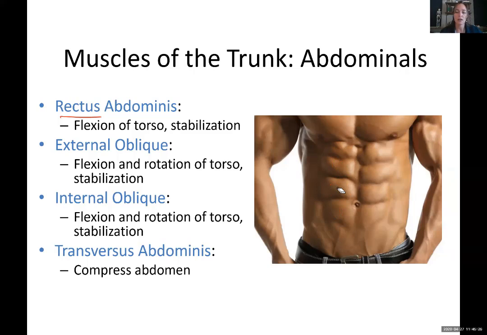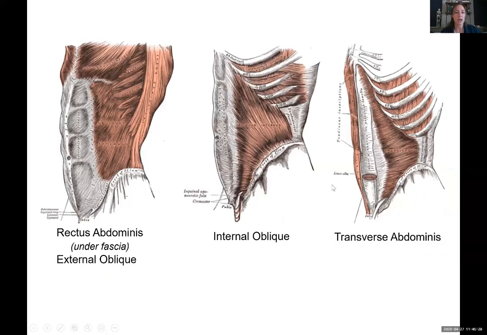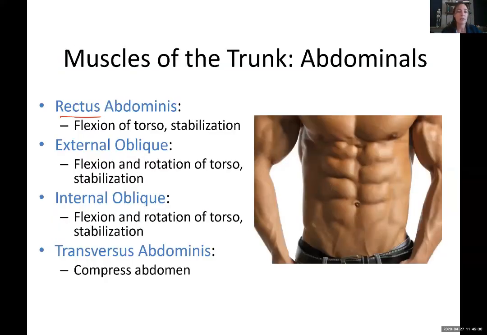Then we'll go through the obliques. The obliques here, external and internal obliques. They go at an angle. They're either going to go this way or they're going to go this way. I like to think of them as either like a V or an A. So we'll go to the next slide so you can see the pictures a little bit easier.